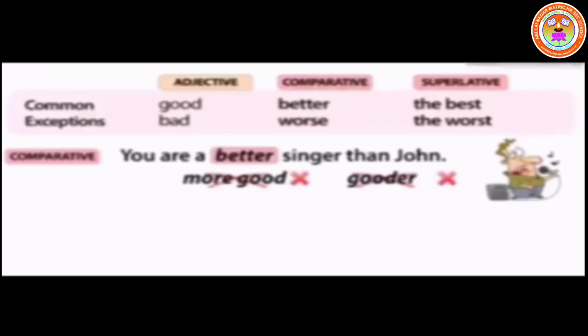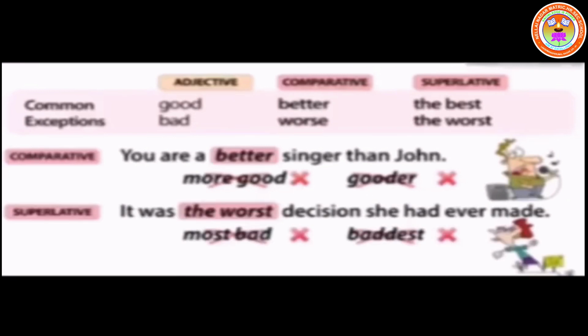We cannot say more good. No. We don't say gooder. No. We say better. For bad, the comparative is worse. The superlative is the worst. For example, it was the worst decision she had ever made. We don't say most bad or baddest. No, we say the worst.